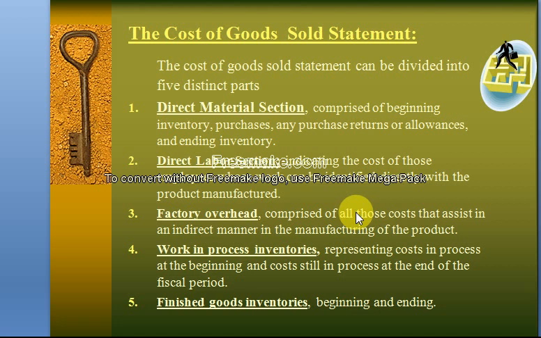This statement consists of 5 portions: direct material section or portion, direct labor section, factory overhead section, work in process inventory, and finished goods inventory.